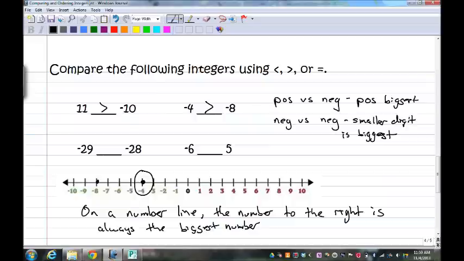Okay, next one. I have negative 29, negative 28. Well, our number line does not go that far, but use the little rule that we wrote up here. The smaller digit is the biggest because they're both negative. 28 is a smaller digit. That's the bigger number. And then the next one, negative 6 and a positive 5. Well, we know that positive is always larger. Okay, cool.